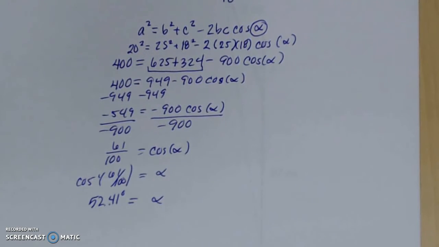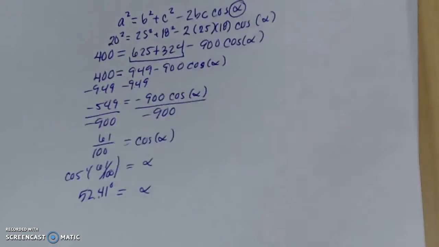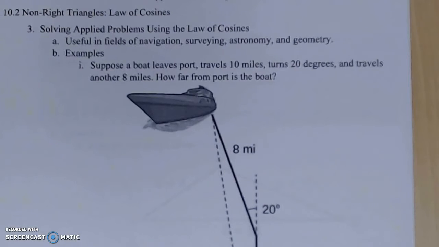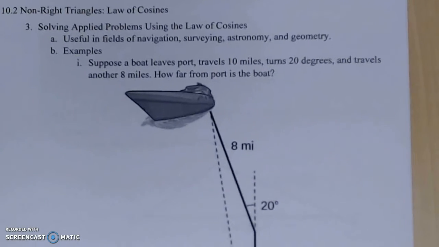Now this is all well and good that we can find all the missing sides of triangles and find the missing angles, but let's look at some of the application problems we may deal with. So part 3 says solving applied problems using the law of cosines. Now there is usefulness with these kinds of things, and you'll see usefulness in navigation, surveying, astronomy, geometry, etc. Let's look at this problem here.